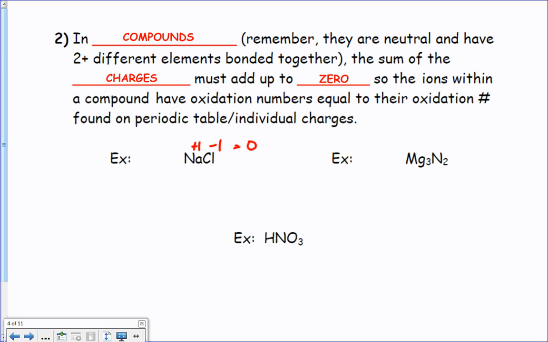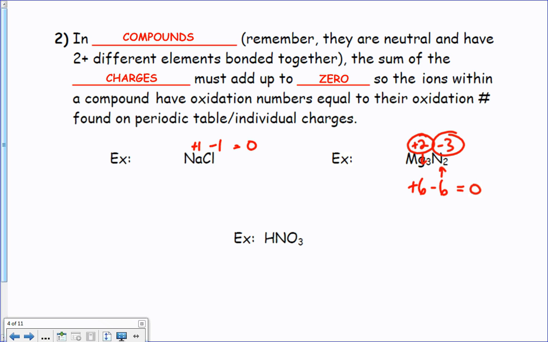Magnesium and nitrogen. If I look up magnesium, I have a +2 charge, but I have 3 of them. So I have to multiply that by the 3. So 2 times 3 is a +6 total charge for magnesium. I know that then my total nitrogen charge must equal -6, so that I get to my 0. But now I have to go backwards. So backwards from multiplication is division. -6 divided by 2 is -3. So those are my oxidation numbers for those elements.